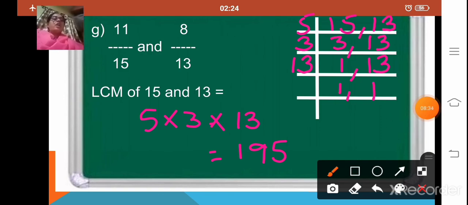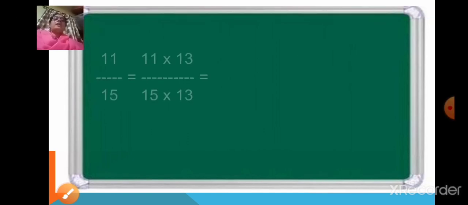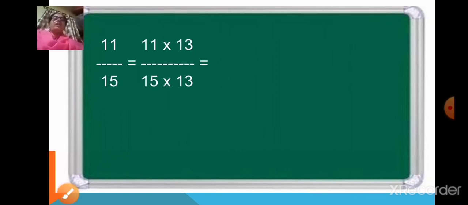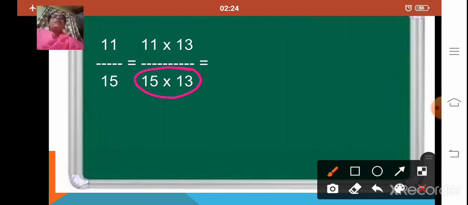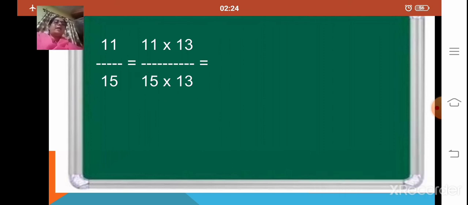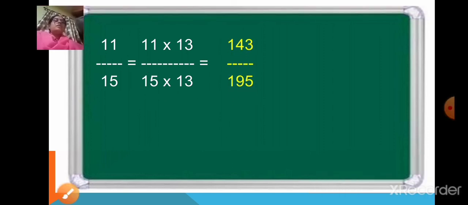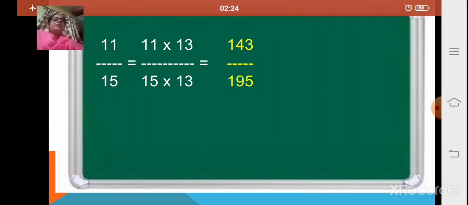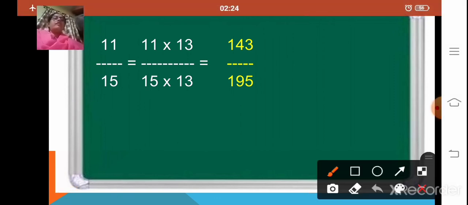Okay, now once you have found the LCM, what is the second step? That is to make the denominators equal to the LCM. Okay, so you will take the first fraction, that is 11 upon 15. Now 15, when you multiply it by 13, you will get the denominator as 195. Okay, so the same number to be multiplied by the numerator also. So 15 into 13 will give you 195, which is equal to your LCM. Same way 11 into 13 will give you 143.